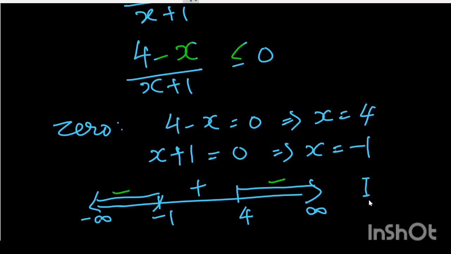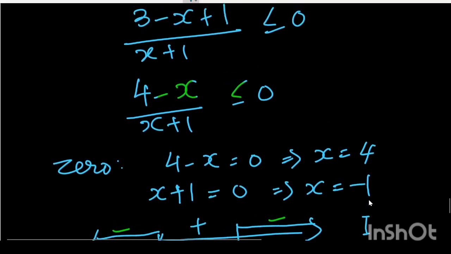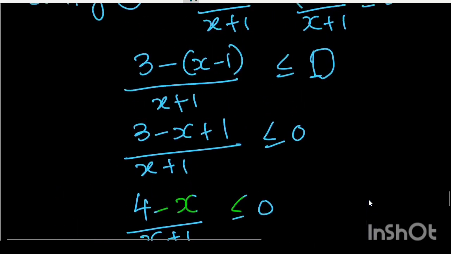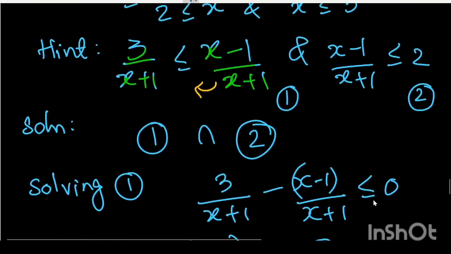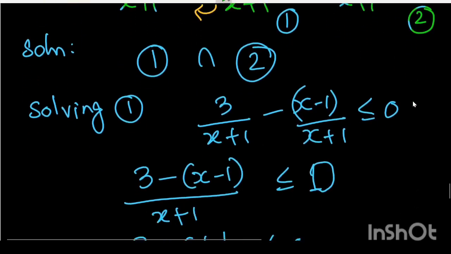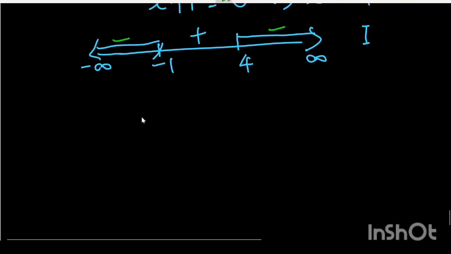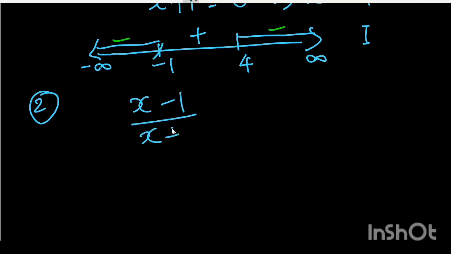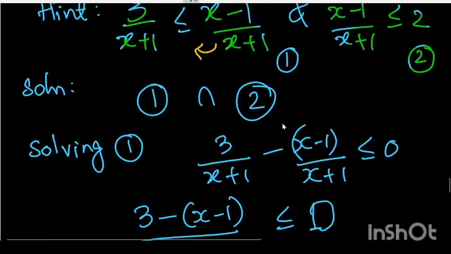Okay. Now the second one, we will take the second part, which is x minus 1 upon x plus 1 less than equal to 2. This is the second part that we will solve, guys.